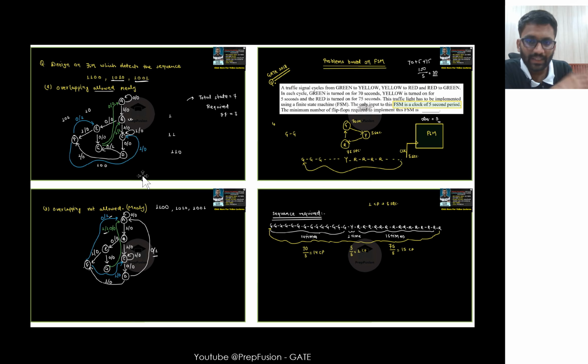And generally what we see is that only one sequence is detected in one state diagram, but it is not necessary. In one state diagram, 3 sequences can also be detected. You see this particular question here, 3 sequences are detected. So how to design it, and if it is designed, how to analyze it? This question was also there.